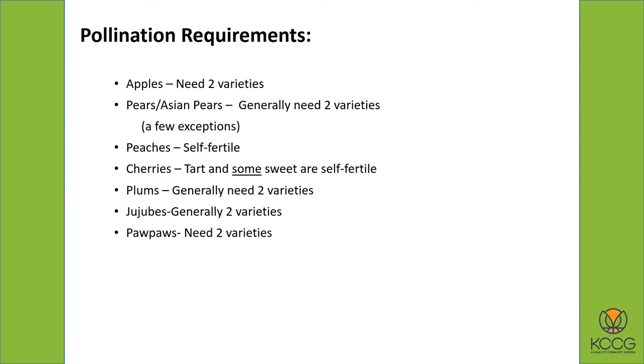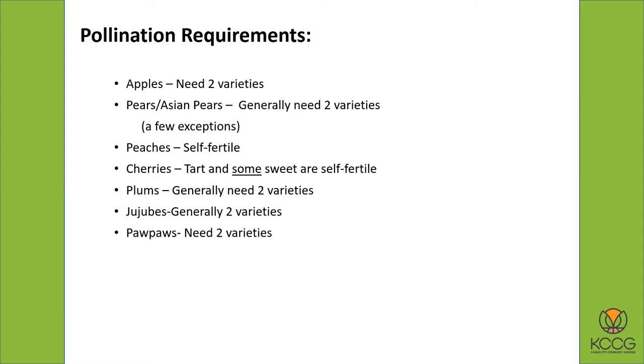Pears and Asian pears, you generally need two varieties. There are a few exceptions to that. But generally, in order to get large cropping, for pears and Asian pears, you need two varieties. Peaches, they are self-fertile. So you could plant one peach, and guess what? The bees will just find those flowers, and you don't have to have another peach around. You don't have to have that pollen transferal.